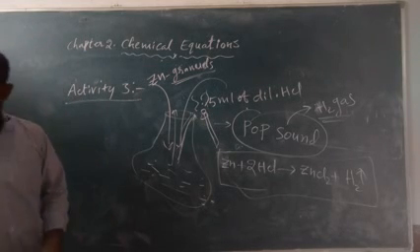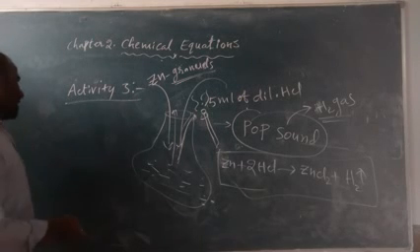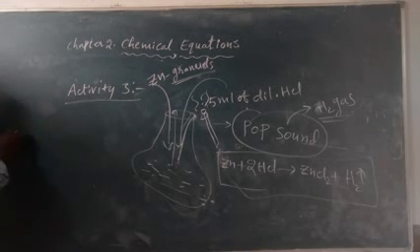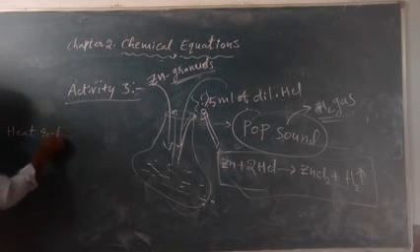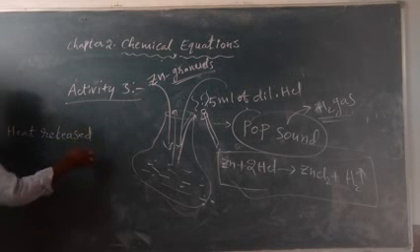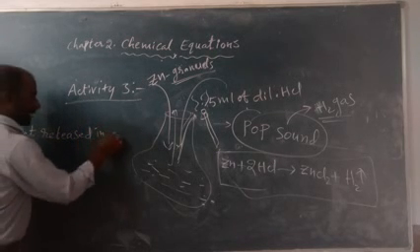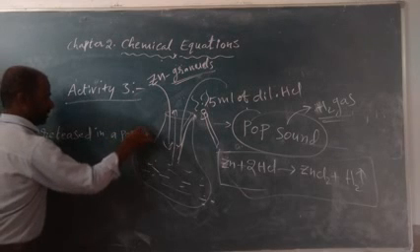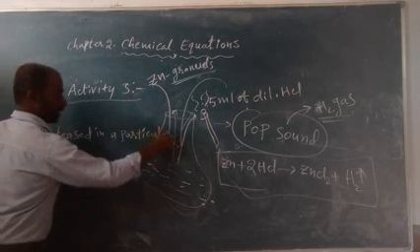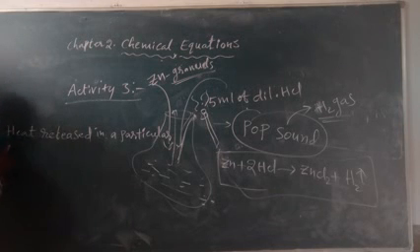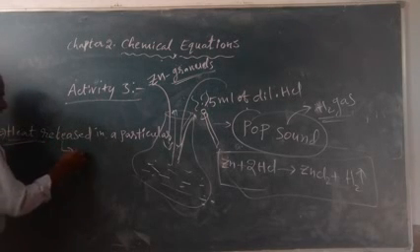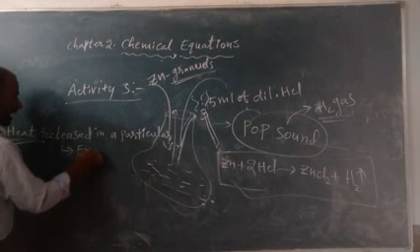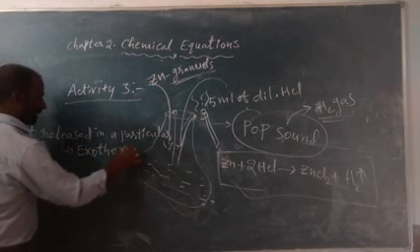So now chemical changes are of two types based on the heat releasing. When heat is released in a particular reaction, then that is called an exothermic reaction. That is what? Exothermic reaction.